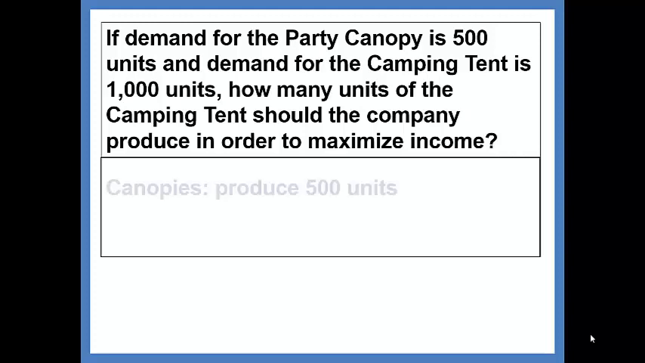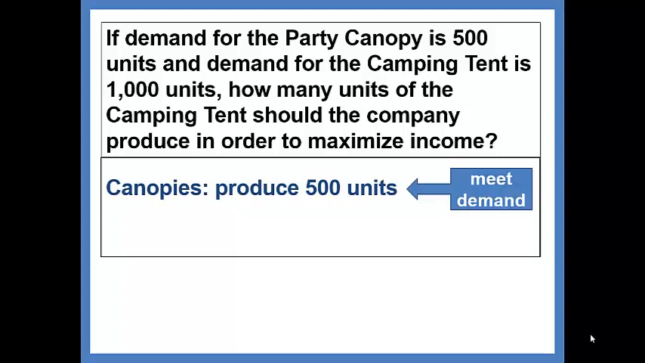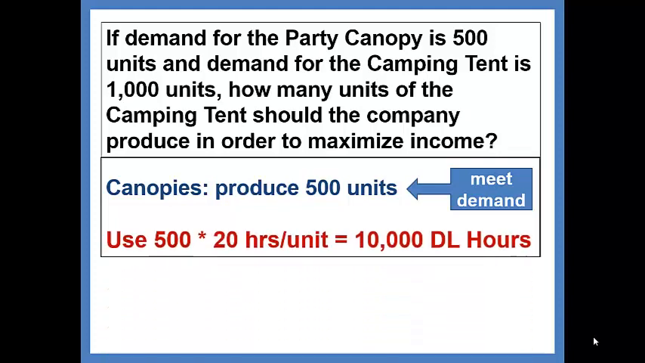So if you look back in your notes, you'll remember that we are going to produce to meet demand of the most profitable product. So we're going to produce 500 units of party canopies. We're going to meet demand. So once we identify that, then we figure out how many hours that's going to require. Well, if we make 500 units and each one requires 20 hours, then we're going to use up 10,000 of our direct labor hours. And recall, we only had 18,000 available.